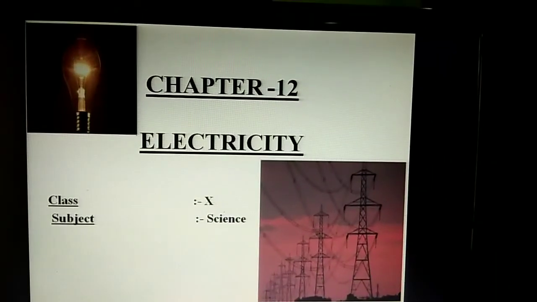Namaste children. Another important form of energy is electricity. Because of this, our life became very comfortable and easy. We depend on electricity for almost all activities in our day-to-day life.